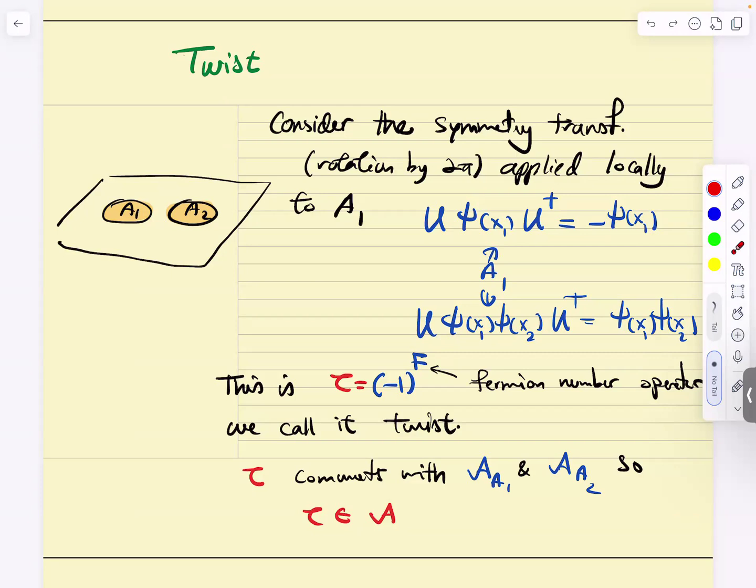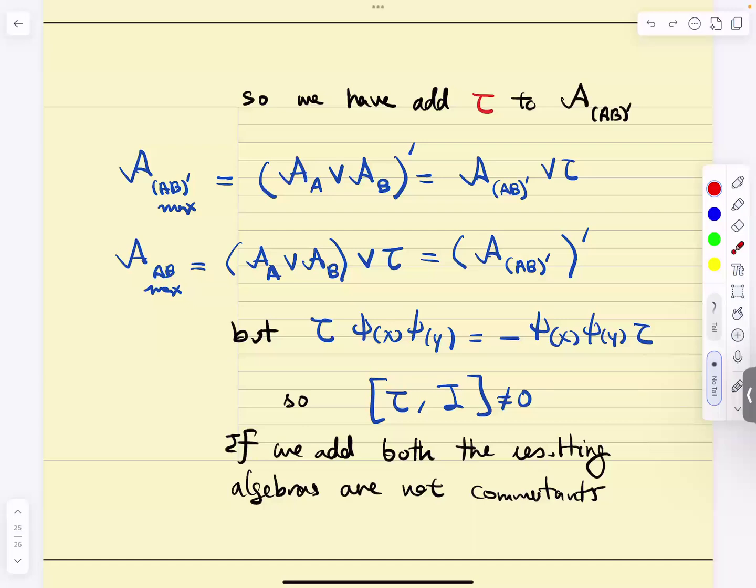Good? Okay. So this tau, you can think of it, as I said before, as minus 1 to the power of F, fermion number, but fermion number inside A1. It's the observable that just counts the number of fermions there. It commutes with A1, A2. So this tau is definitely in the commutant of the additive algebra of A1, A2. All right. So here it is. Here's the additive algebra. You add it to this bilocal, you made Haag's duality work. You could add this operator called twist to the local algebra of A1, A2 prime to make Haag's duality here work.